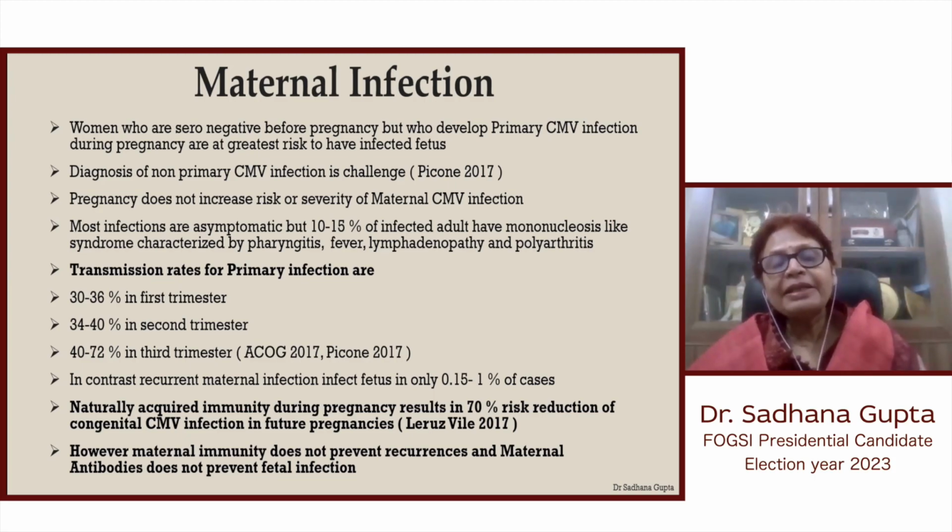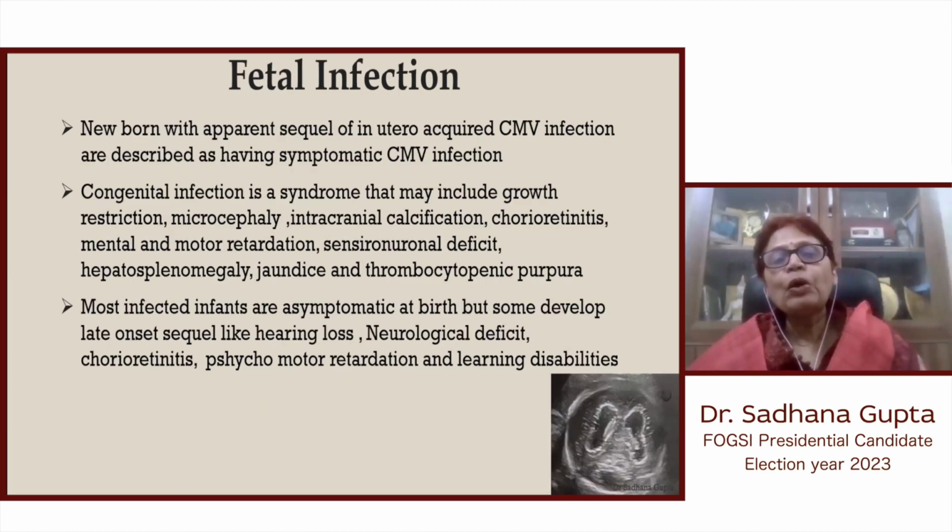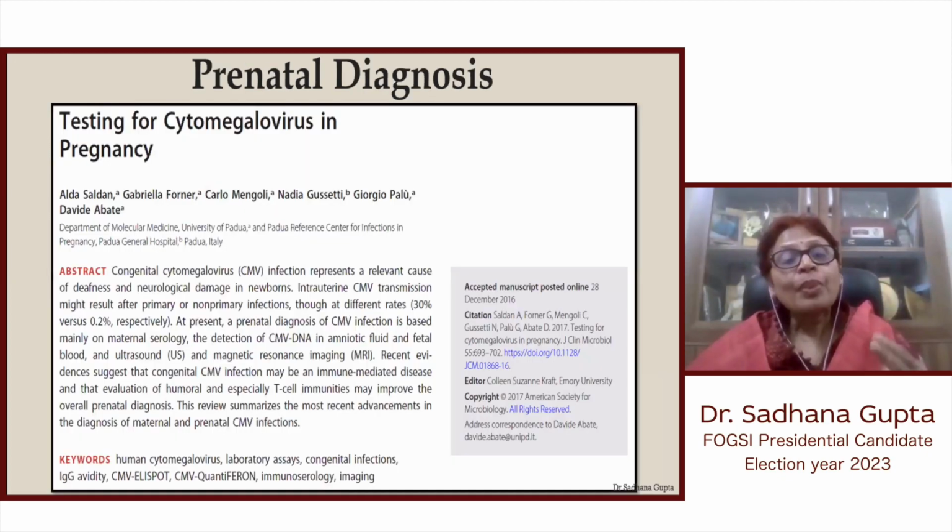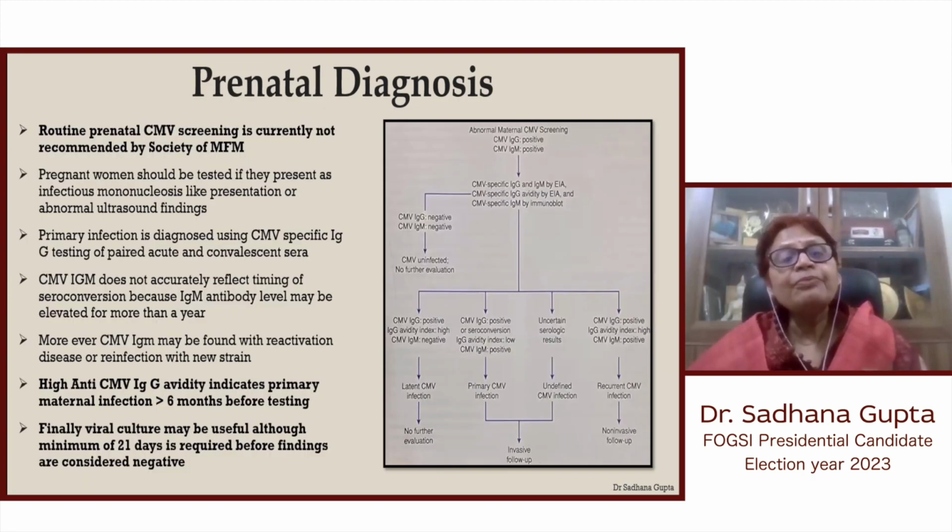So non-primary infection is not that dangerous, but primary infection can cause a lot of issues in the fetus. Congenital CMV infection is a syndrome, and again the presentation of all TORCH infections is almost the same: IUGR, calcification, chorioretinitis, cataract. Most infected babies can be asymptomatic, but are suddenly diagnosed after 6 months or 1 year, when the parents say the child is not hearing or has delayed milestones. So how do we test for CMV?